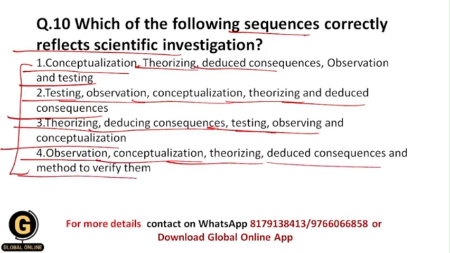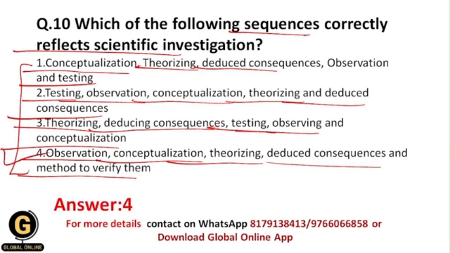So basically students, first of all, within the scientific investigation, the first thing that we need to do is observation, because through the observation only we can identify the research problem in the society or the research problem in front of us, and that's why your first step should be observation. So from these options, only the fourth option is that in which the first step is observation, and that's why your correct answer should be 4.